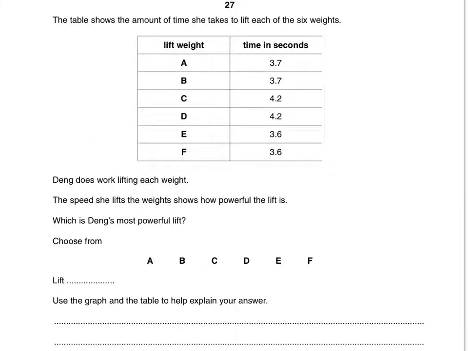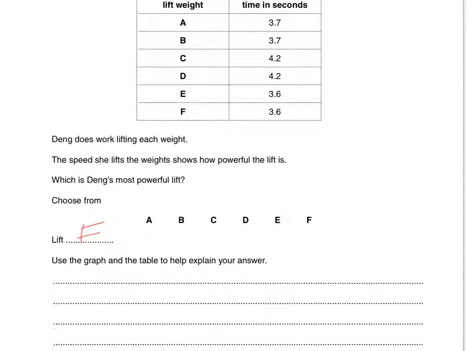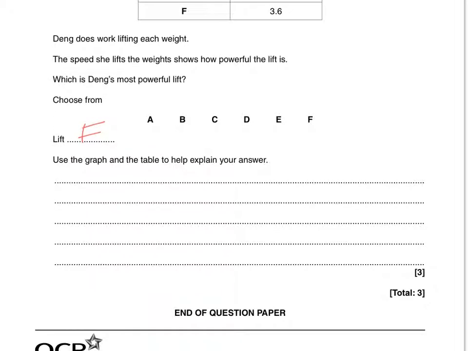Okay, so the first question is the speed she lifts the weight shows how powerful the lift is, which is Deng's most powerful lift. So we have a little look. We can see that E and F have got the shortest amount of times. But if we move back to the other page, we'll also notice that F is actually the heaviest and the furthest that she's moved it. So that clearly shows that the most powerful lift is obviously going to be F, especially because the distance moved is the greatest. Use the graph and the table to help explain your answer.